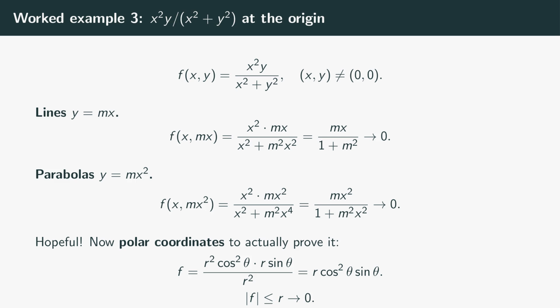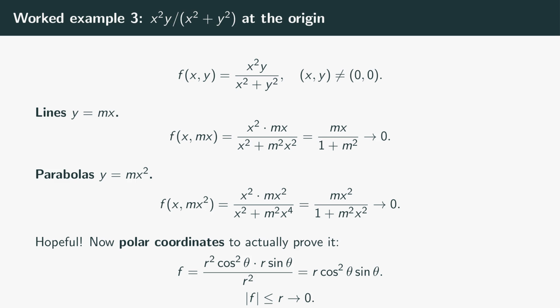Substitute x equals r cosine theta, y equals r sine theta. The numerator x squared y equals r cubed times cosine squared theta times sine theta. The denominator x squared plus y squared equals r squared, so f equals r times cosine squared theta times sine theta. The angular factor cosine squared theta sine theta is bounded in absolute value by 1 for every theta, so the absolute value of f is less than or equal to r. As r approaches 0, the bound r goes to 0 uniformly in theta. Squeeze theorem: the limit exists and equals 0.